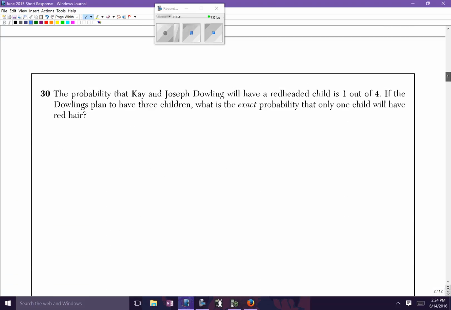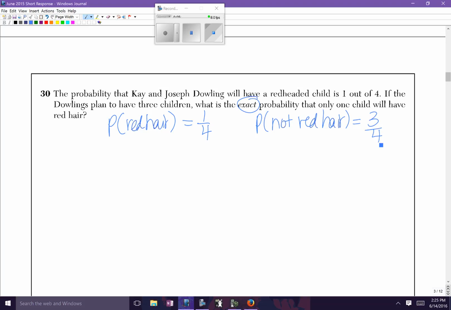The probability that Kay and Joseph Dowling will have a redhead child is 1 out of 4. If the Dowlings plan to have 3 children, what is the exact probability that only one child will have red hair? Well, let's see. The probability of red hair is 1 out of 4. So that means the probability of not red hair would be 3 out of 4, because if you remember, these values have to sum up to 1.